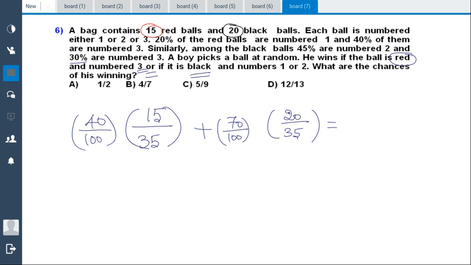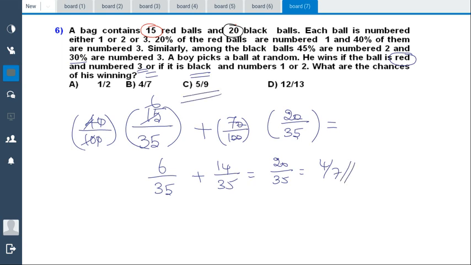It's a basic concept. You can simplify. On simplification, we get 6 by 35 plus 14 by 35. So therefore, this is 20 by 35, which is equal to 4 by 7. So the answer is 4 by 7.